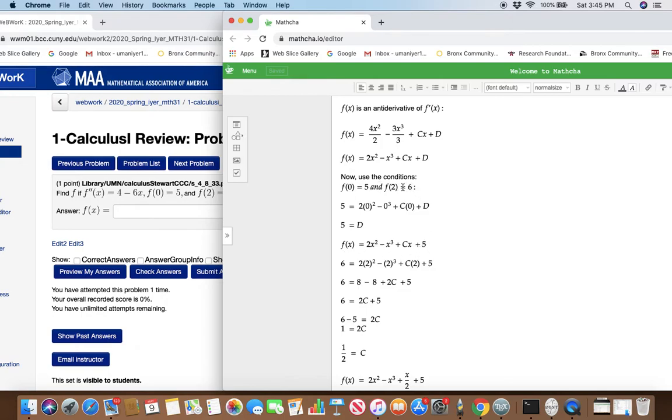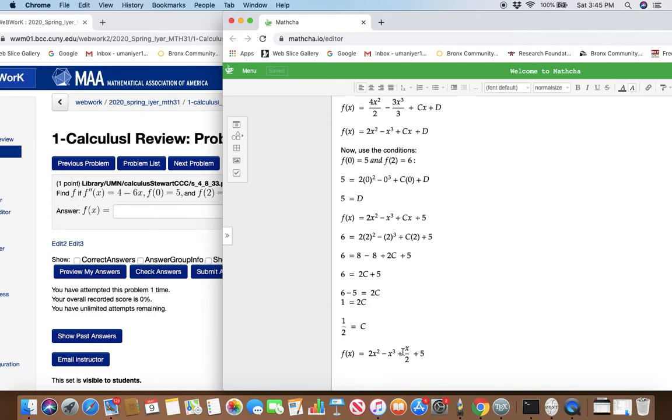You have one more boundary condition. f at 2 equals 6. That is, when x is 2, the value is 6. So value is 6. Plug in x equals 2. Alright, so 2 to the power 2. When you simplify, this is an 8, this is an 8, and this is 2c plus 5. So 8 minus 8 go away. 6 equals 2c plus 5. Solve. 6 minus 5 is 2c, divide by 2. C is 1 over 2.